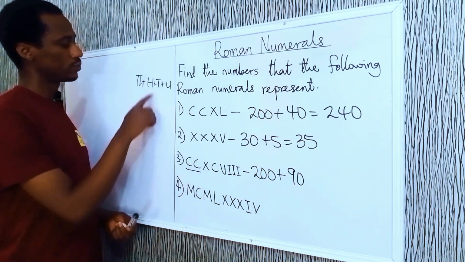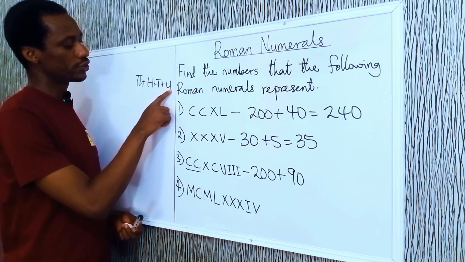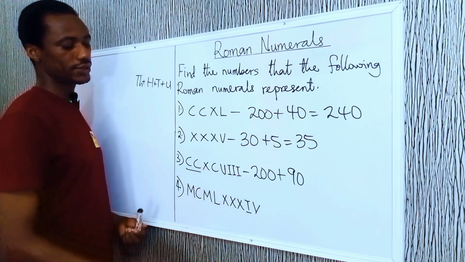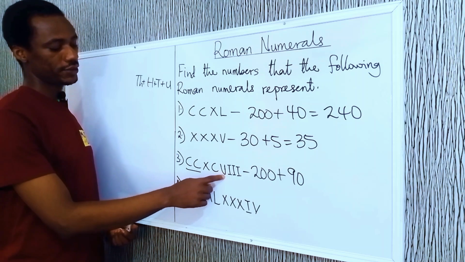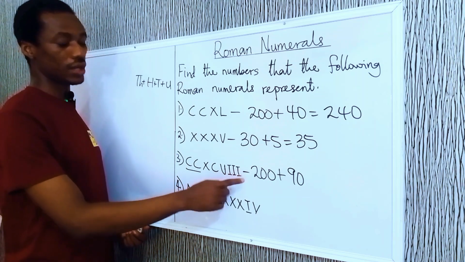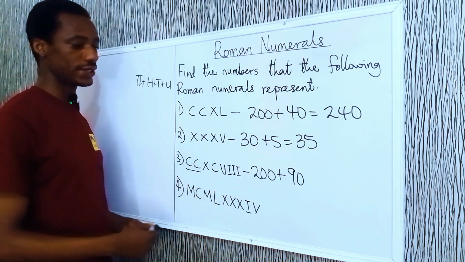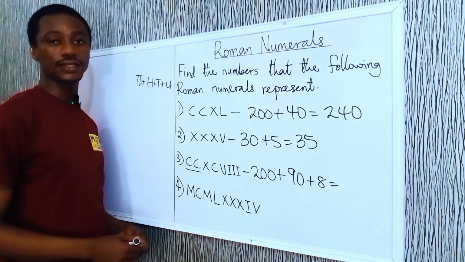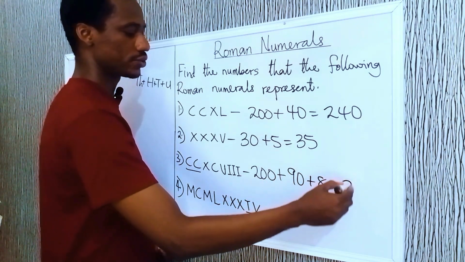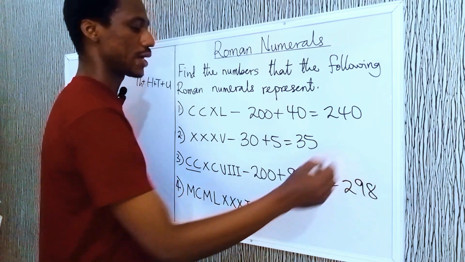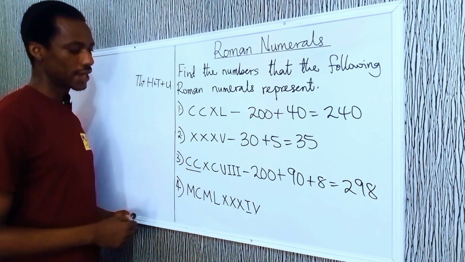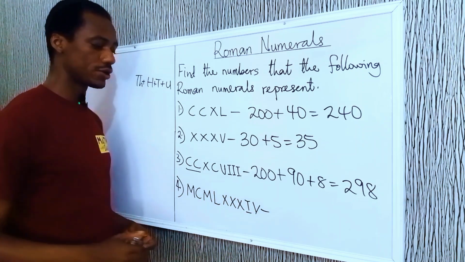Okay, and then we're done with the tens. We'll move to the ones, the units. We have VIII, and that's 5 plus 1 plus 1 plus 1. 5 plus 3, which is 8. So 200 plus 90 plus 8, that is 298. And then to the last one here.